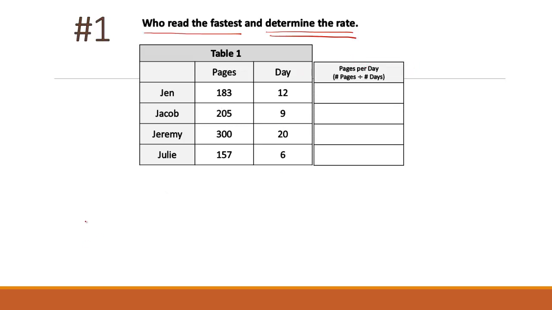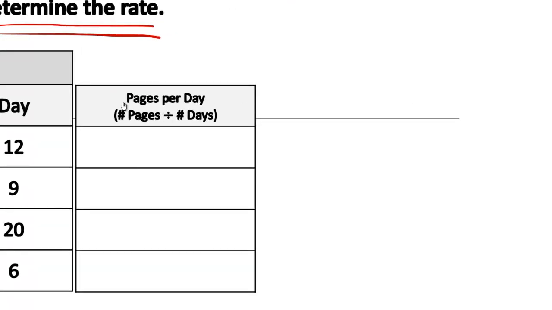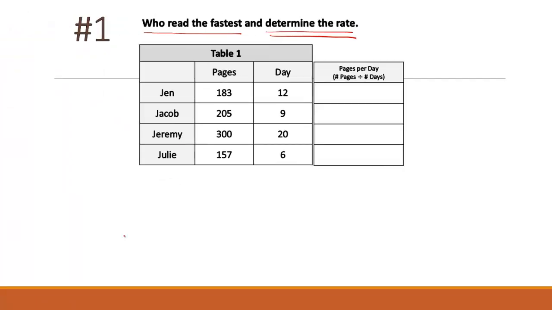Just in case you can't see this, let me zoom in a little bit. So this is a formula you're using. Pages per day, which is number of pages divided by number of days. So in this case, we have 183 pages divided by 12 days, which is 15.25 pages. 205 divided by 9, 22.78. 300 divided by 20, 15. And 157 divided by 6 is 26.17.